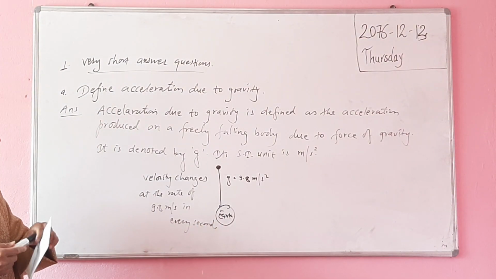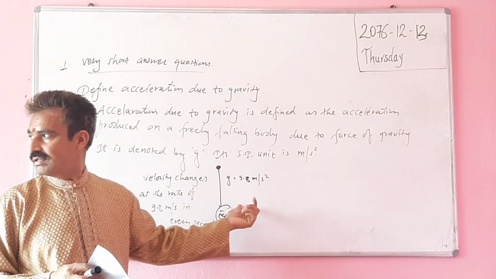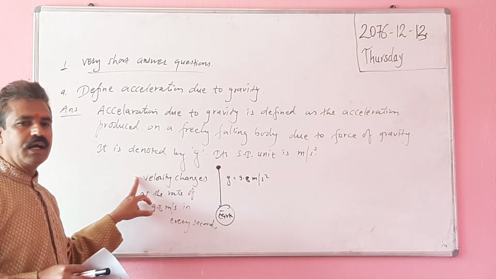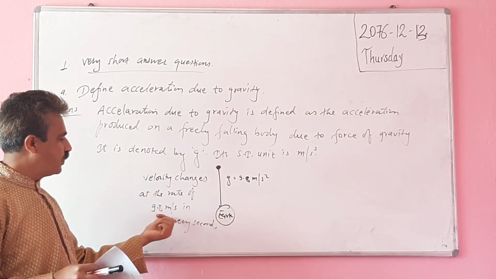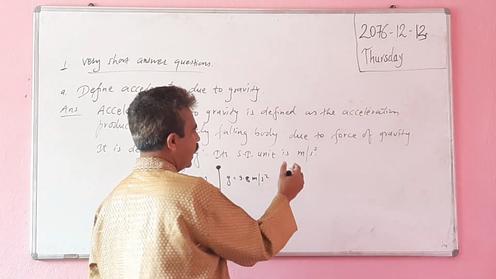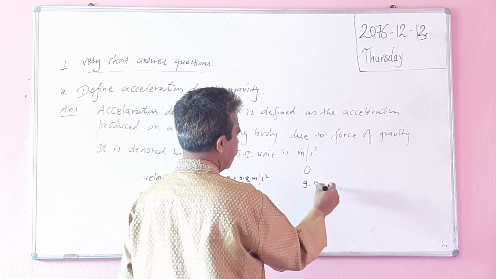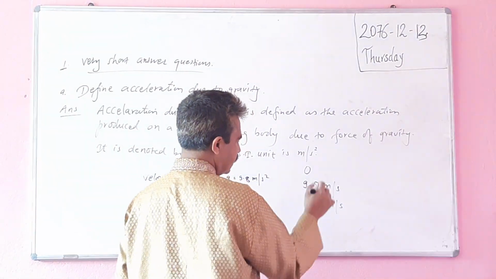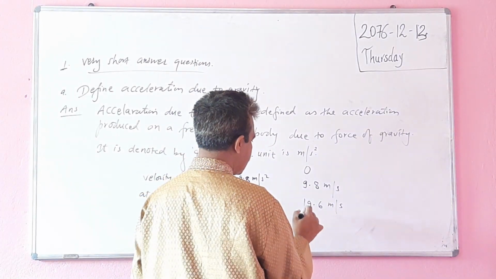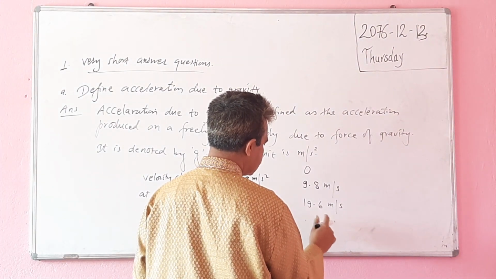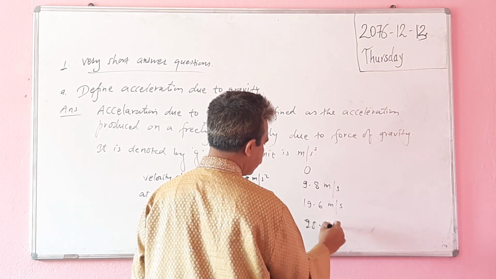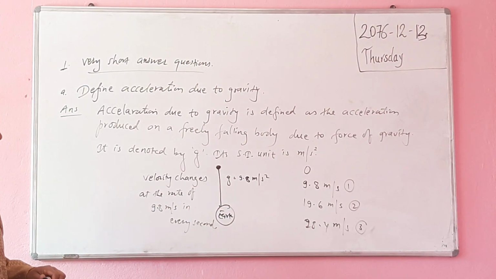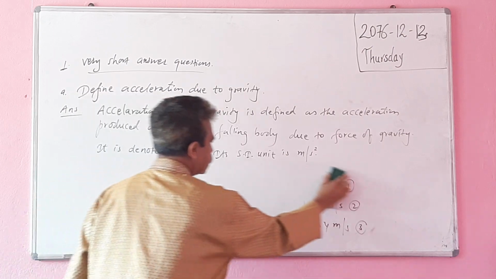Sometimes a question can be asked, what is meant by the acceleration due to gravity of a body is 9.8 meter per second square? It means if a body is dropped from a certain height in a heavenly body, then its velocity changes at the rate of 9.8 meter per second in every second. At first its velocity is 0, after 1 second it will be 9.8 meter per second, after 2 seconds 19.6 meter per second, after 3 seconds 29.4 meter per second. In that way, the velocity of a body changes in acceleration due to gravity.